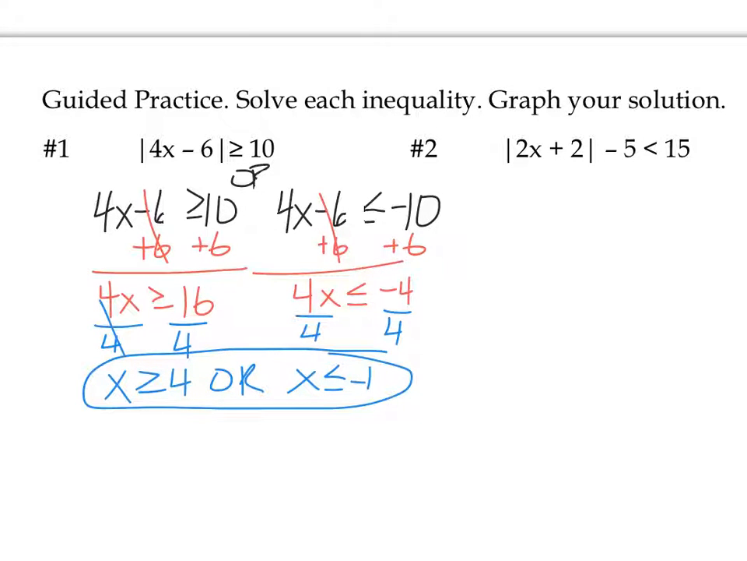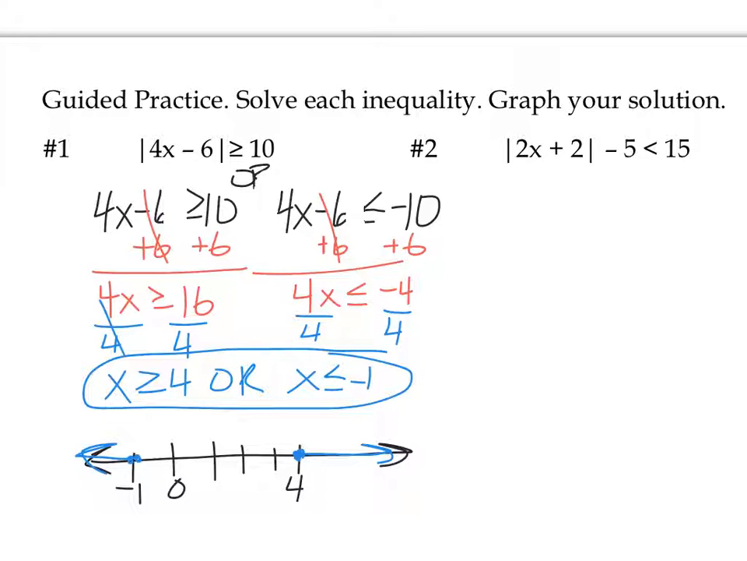And if we draw that out on a number line, because we want to graph our solution, okay, we have 0, -1, 1, 2, 3, 4. And at 4, we're going to have a dot because it's greater than or equal to 4. And at -1, also a dot, less than or equal to -1. Okay, one or the other. Again, those or compound inequalities will have graphs going opposite directions from each other, a little gap in between.